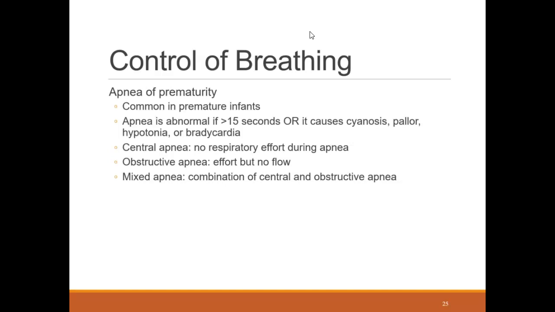Apnea is abnormal if it's greater than 15 seconds. So usually 10, 15 seconds of apnea is going to be followed by the patient trying to compensate by breathing really fast. And a lot of times they have bradycardias as well. Typically these are caused by those immature controls of respiratory drive. So the baby's brain doesn't understand when it's supposed to tell the body to breathe more.